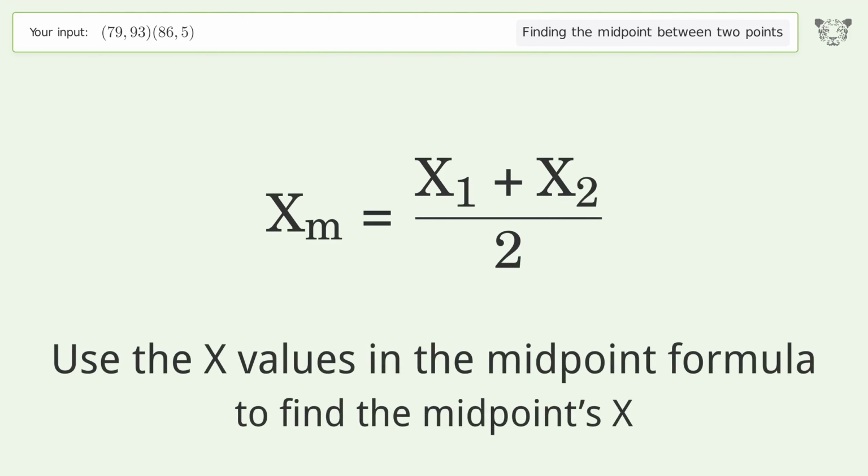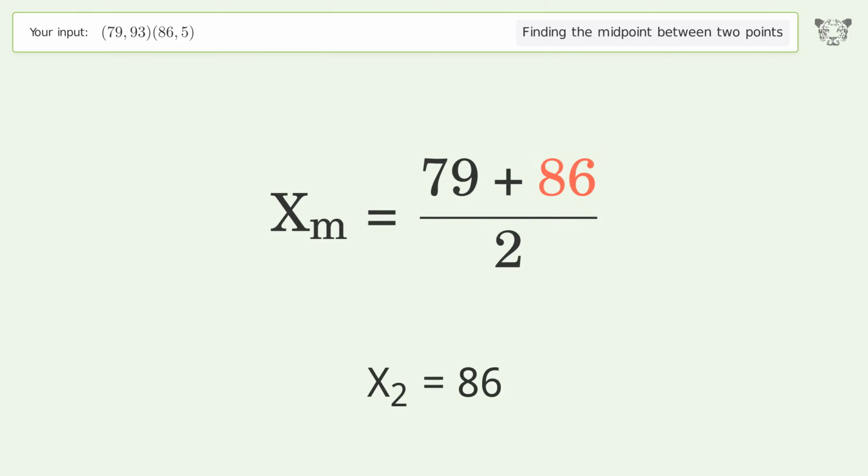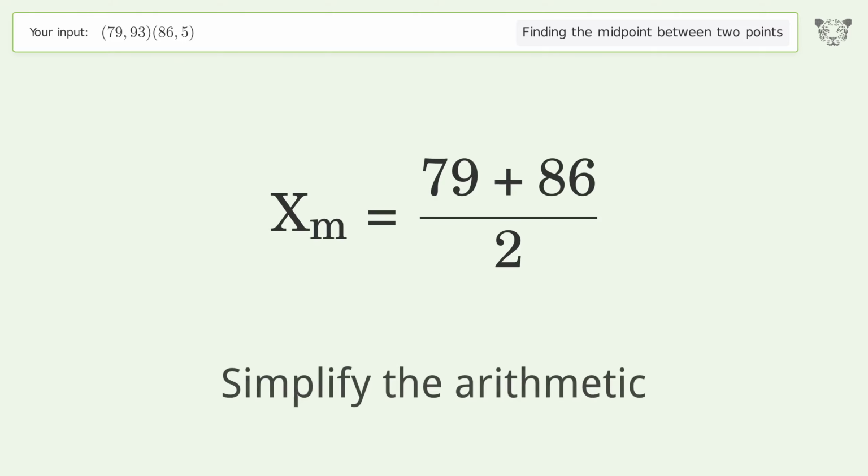Use the x values in the midpoint formula to find the midpoint's x. x1 equals 79. x2 equals 86. Simplify the arithmetic.